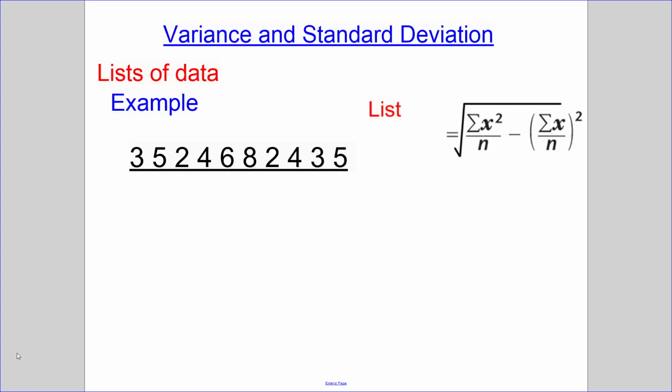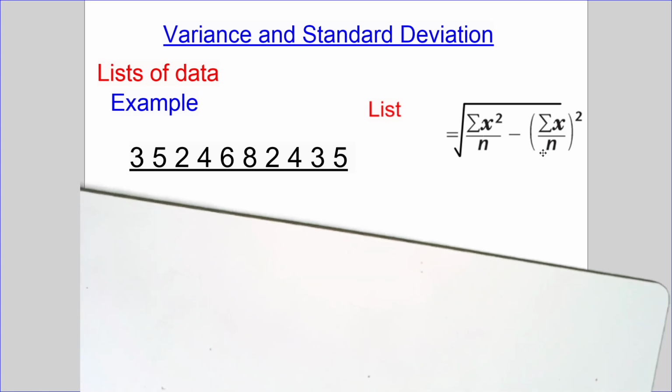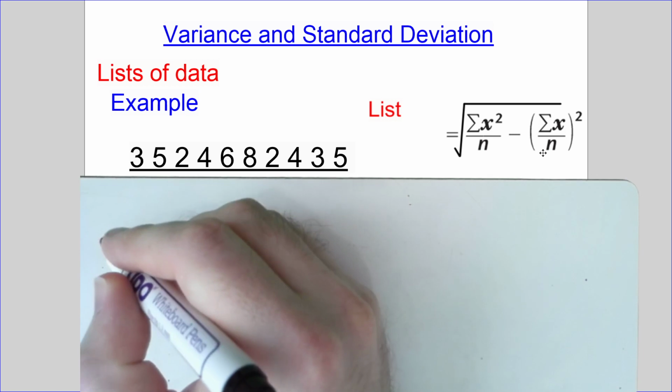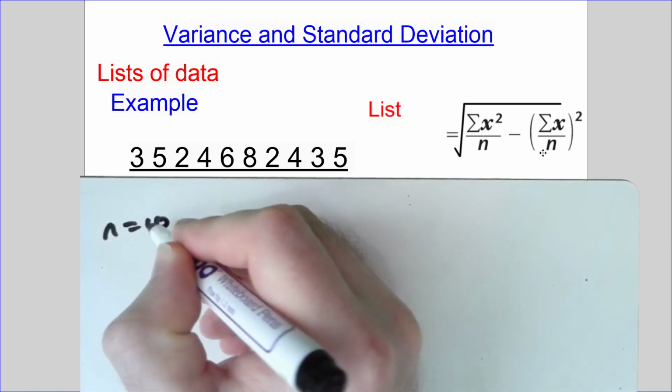So, onto an example. Here we get given 10 bits of data. I think there are 10: 2, 4, 6, 8, 10. There are 10. And this is the formula, straight out the formula book. Sometimes instead of sigma x over n, we have the mean, because that's what the total of x divided by the number of things is. So if I stick my whiteboard here, the first thing we're going to do is work out that there are 10 things. So n equals 10.